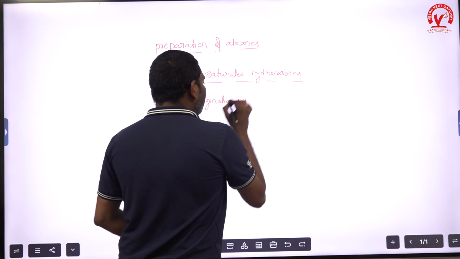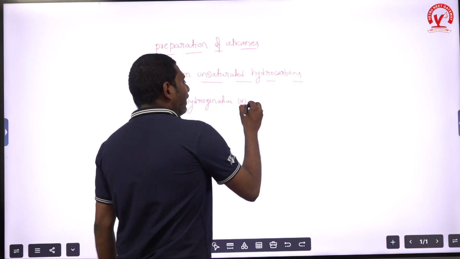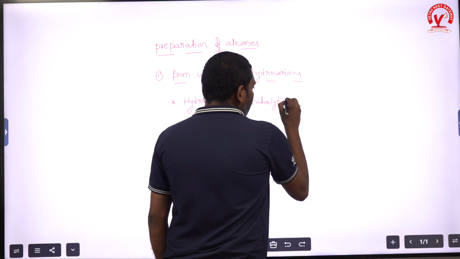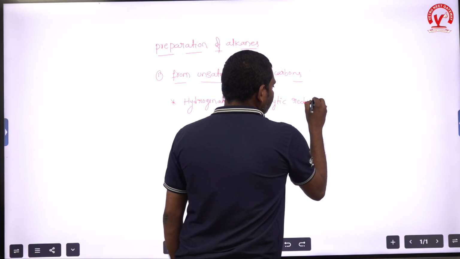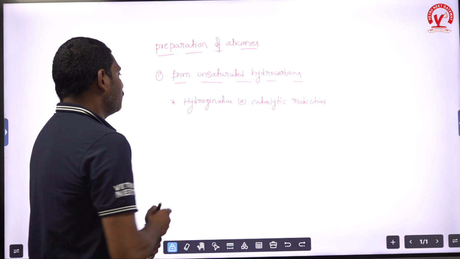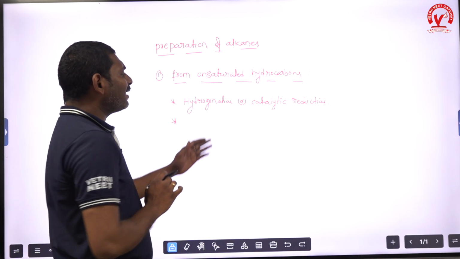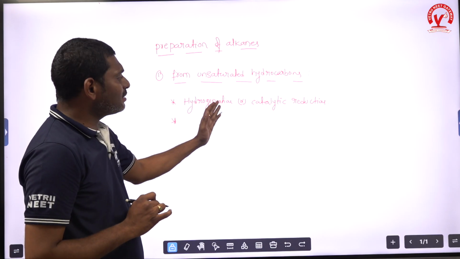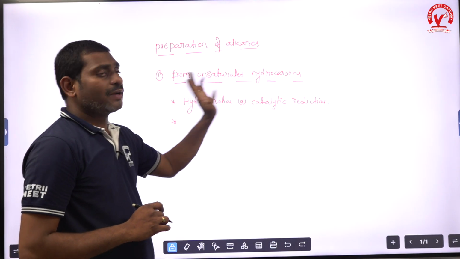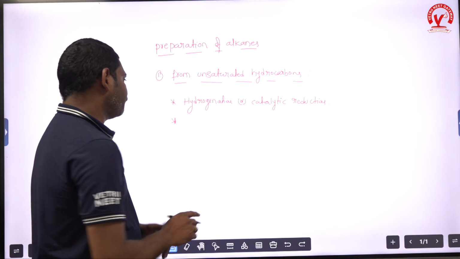Addition of hydrogen is also called reduction. In presence of a catalyst we are doing it, so it is the catalytic reduction. So alkenes and alkynes react with hydrogen in presence of some catalyst like platinum, palladium, nickel, and give the alkanes.